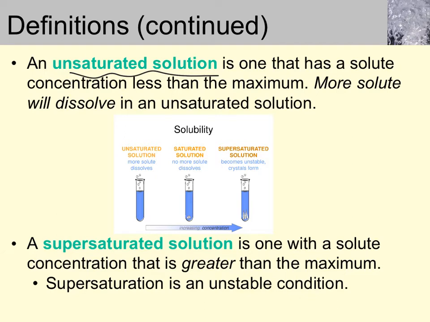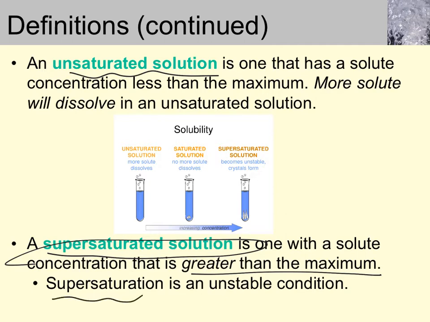A supersaturated solution, these are really weird, they're odd. The definition seems to be illogical, but a supersaturated solution is one that has more than the maximum amount of solute dissolved. So how is that possible? You kind of have to trick the solution, which the next slide will explain a little bit better. But a supersaturated solution is very unstable, and any little jostle or irritation to it will cause the excess solute to come crashing out as a precipitate.